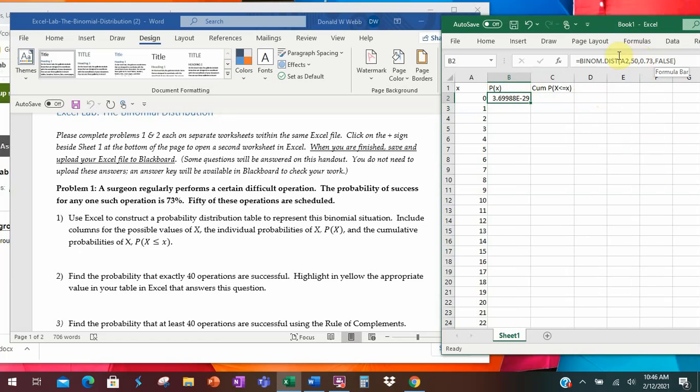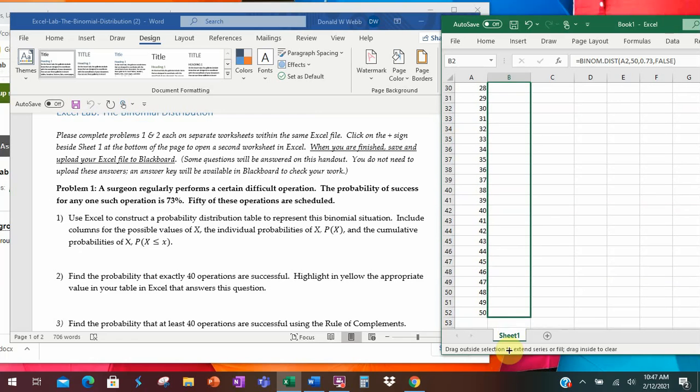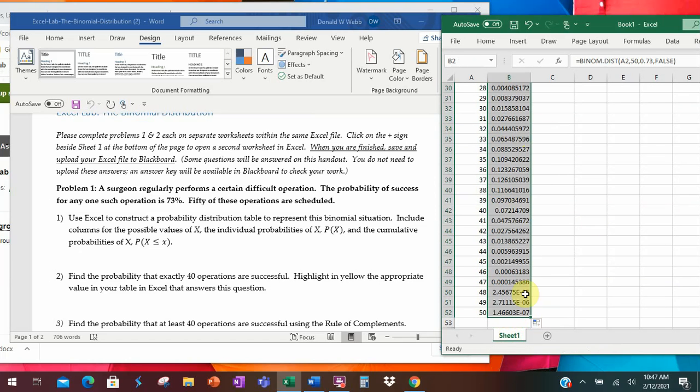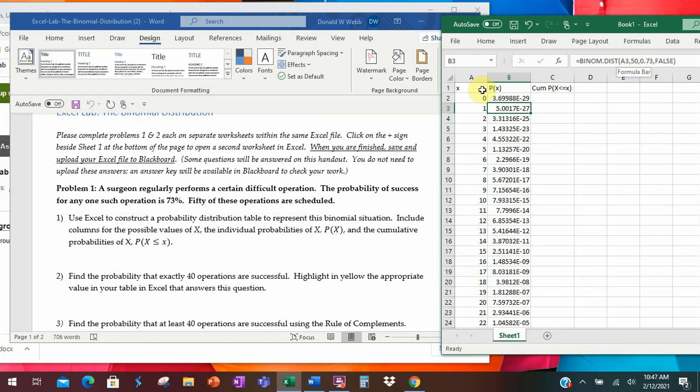Okay, so here if I highlight, what's in A2 is my number. Out of 50 trials, with probability 0.73, give me the exact probability of that number. And then all I've got to do is drag, and that fills this in. So for each one of these, once I use the fill handle, it says use A3, the probability of exactly 1. A4 is the probability of exactly 2.